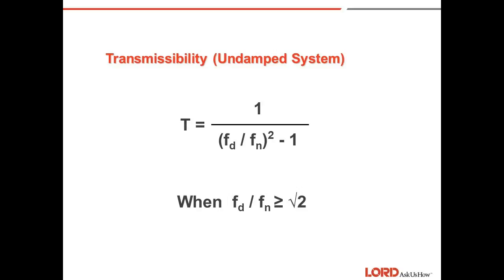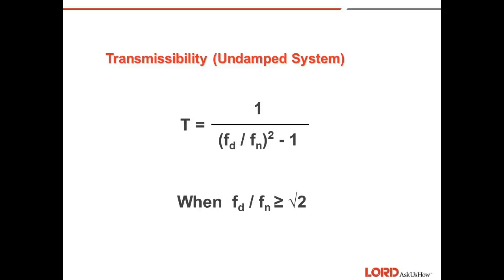When deflection or force or acceleration is applied to the spring mass system as a sinusoidal vibration, the output through the system can be defined in terms of transmissibility. Transmissibility, or T, is equal to the output over the input and is dimensionless. Vibration output and input may be measured as motion, force, velocity, or acceleration.